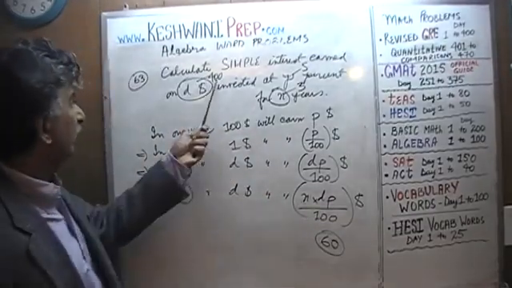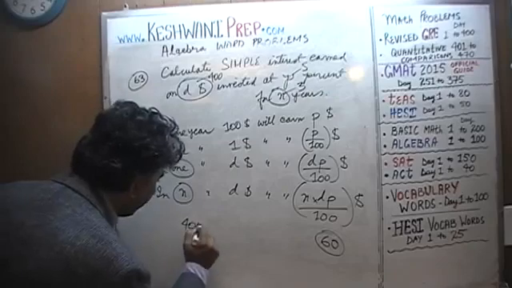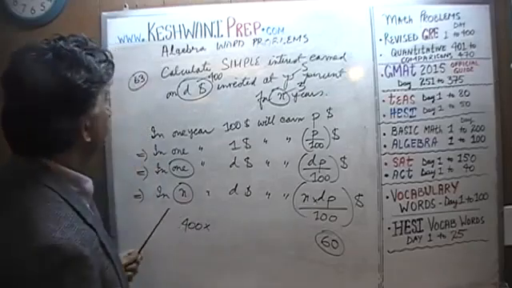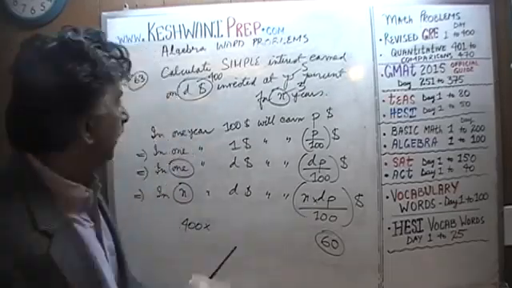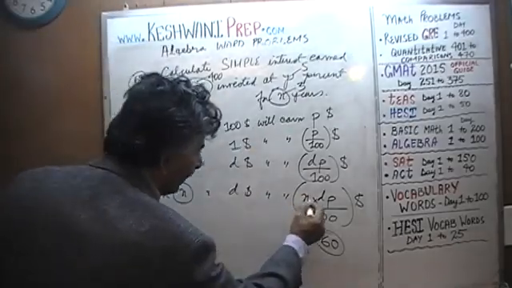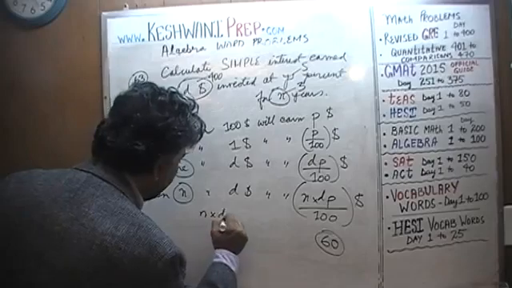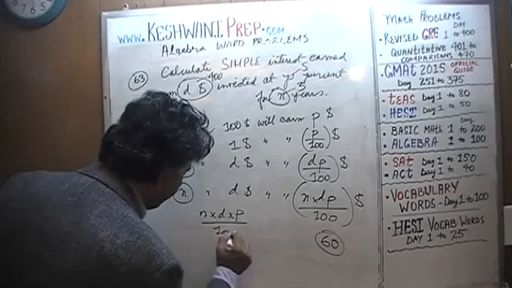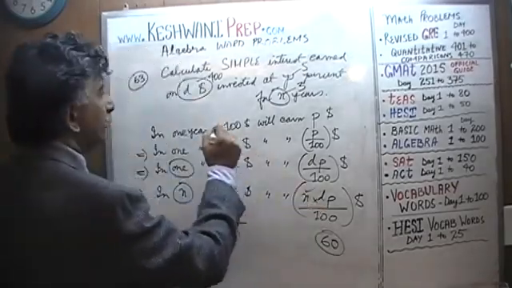How much is N? N is 400. How much is D? Oh, sorry, N was not 400. N was 3. So the answer that we got is N times D times P over 100. N is 3.